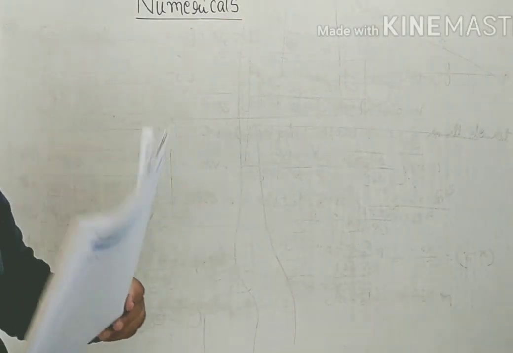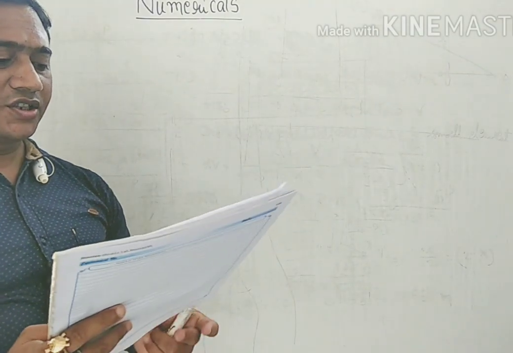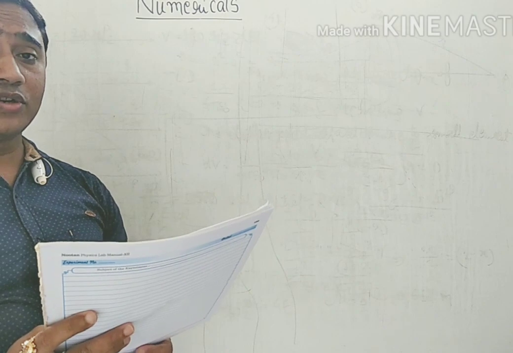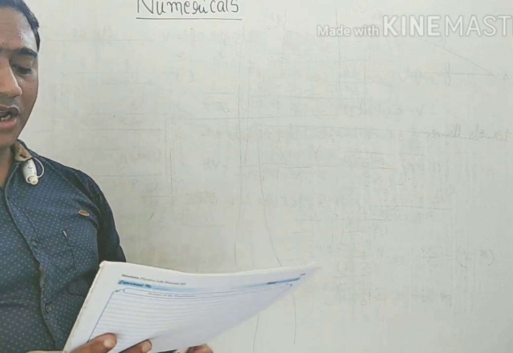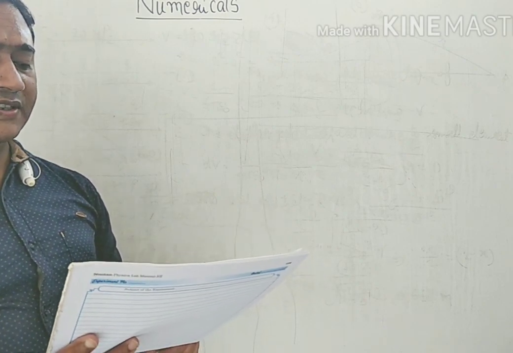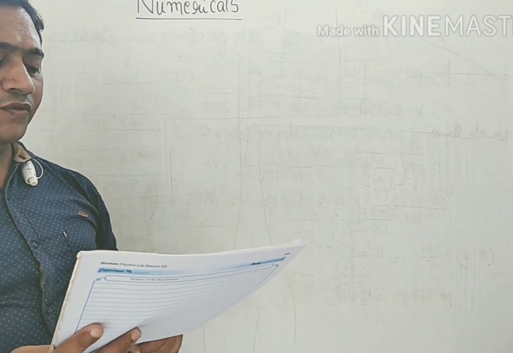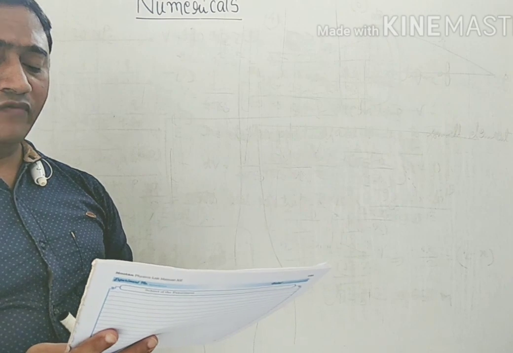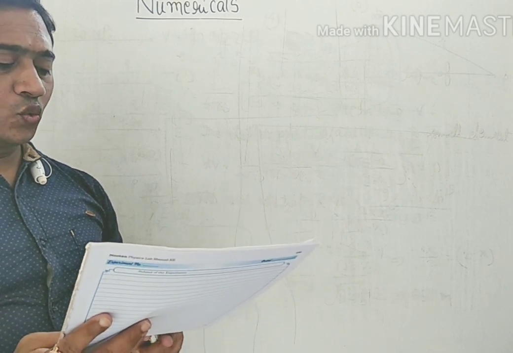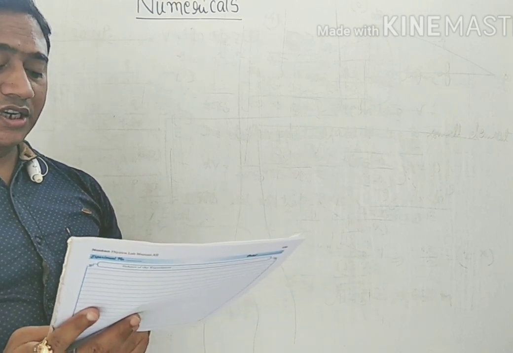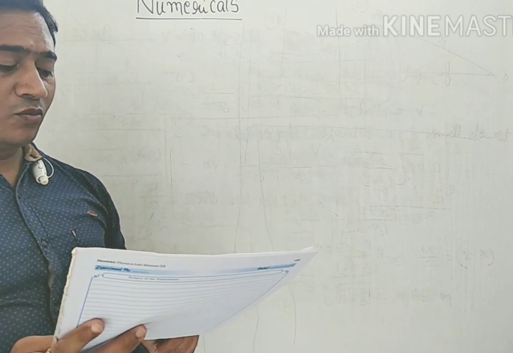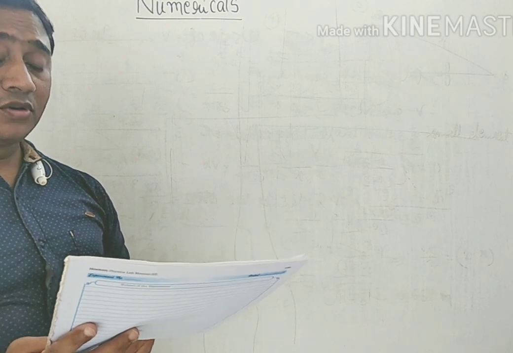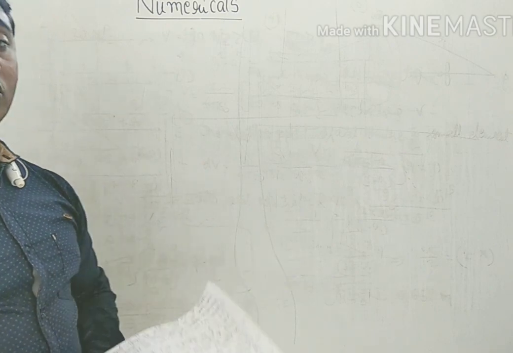Okay students, let's have the next question. Charges 2 into 10 power minus 6 coulomb and 1 into 10 power minus 6 coulomb are placed at corners A and B of a square of side 5 cm as shown in the figure. How much work will be done against the electric field in moving a charge of 1 into 10 power minus 6 coulomb from C to D? Test charge is also given.